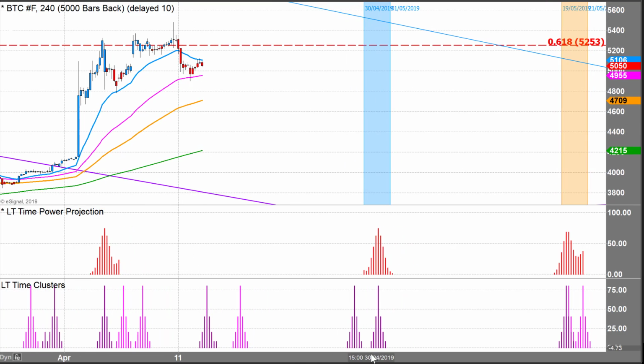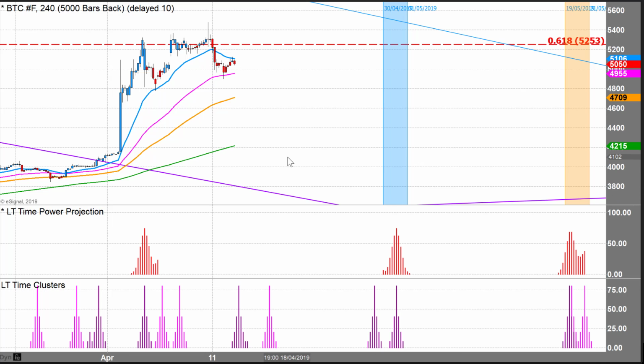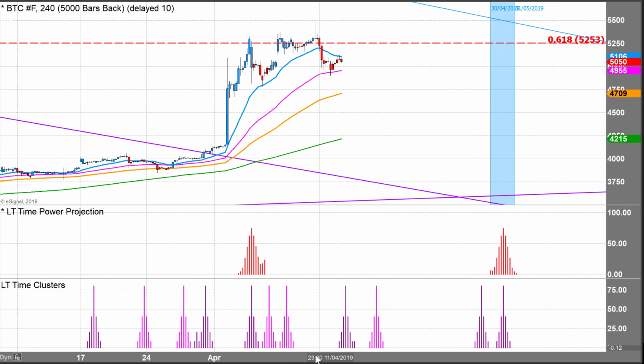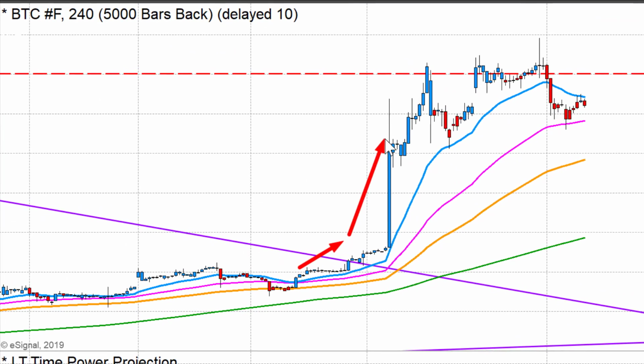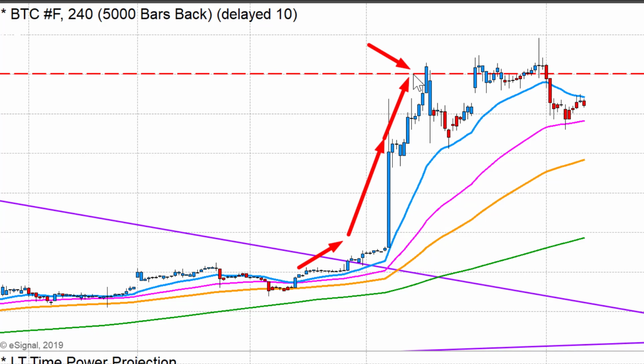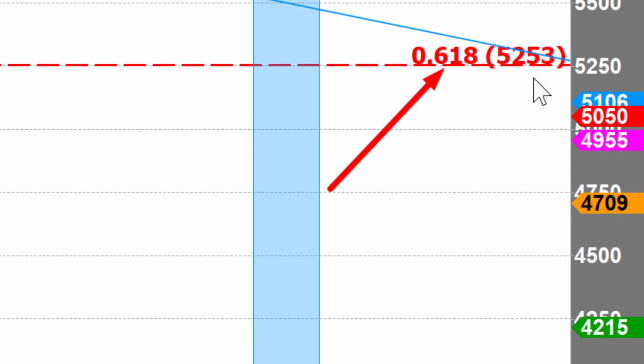Now, let's turn our attention to the chart here on Bitcoin. And I have here my time power projection cycles. Firstly, before I discuss these future projections over here, take a look at this one over here. So notice what Bitcoin was doing just quite recently. Bitcoin rallied strongly, as we know. Look what it did. Bitcoin hit a level of resistance, which we know as the Fibonacci 61.8% Fibonacci retracement. There it is at 52.53.